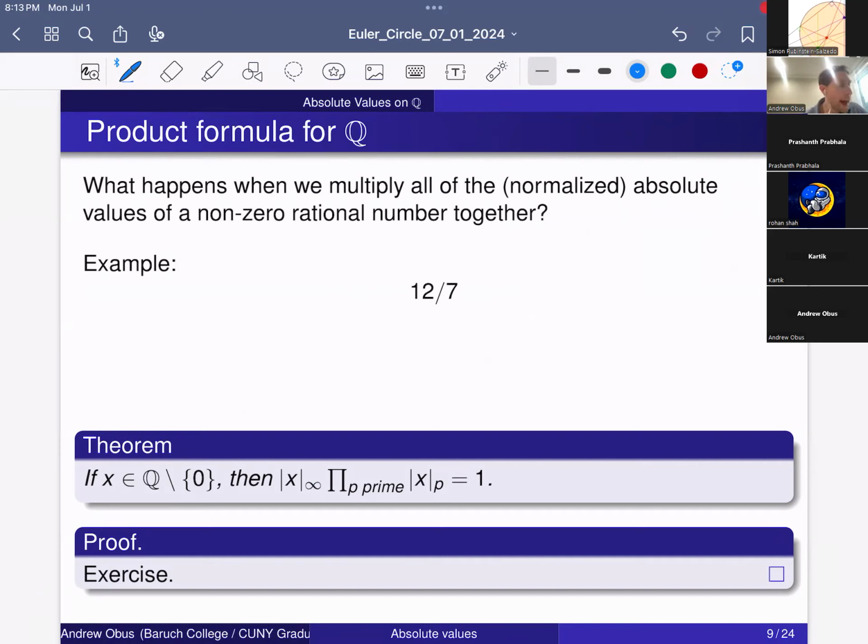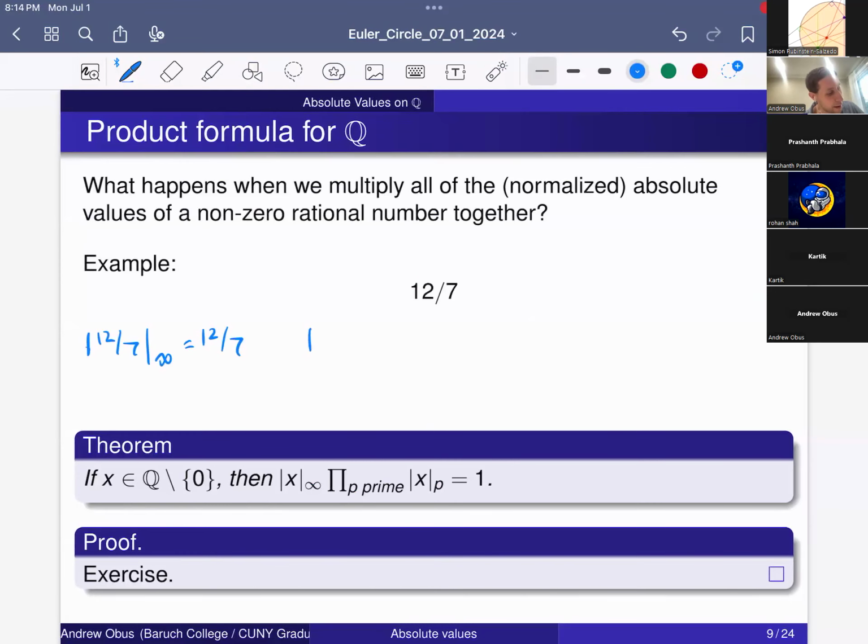Let's look at this. What happens if we multiply all of the normalized absolute values of a non-zero rational number together? Let's just take an example like 12/7. Certainly, if I take the infinite absolute value, which is the standard one, of 12/7, this is just equal to 12/7. Now, the only primes that are going to matter here are the primes that divide 12 or 7, so I only really have to look at 2, 3, and 7.